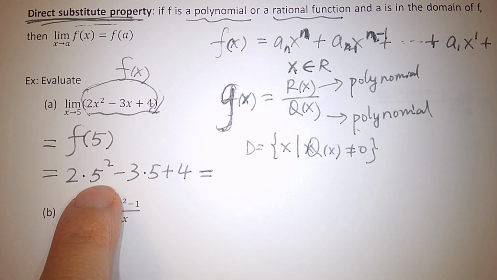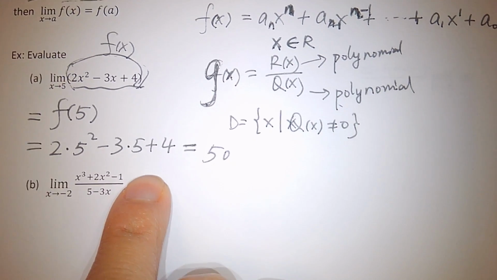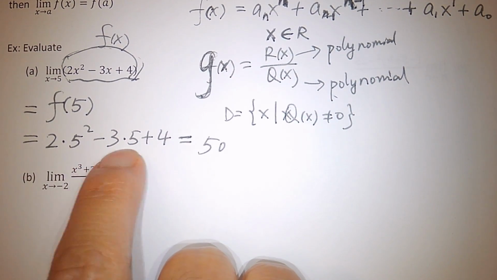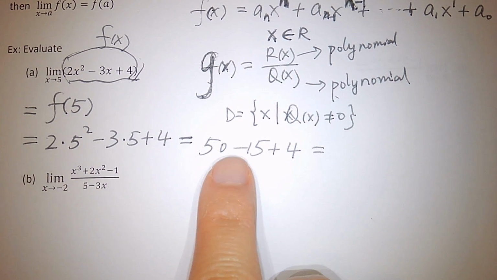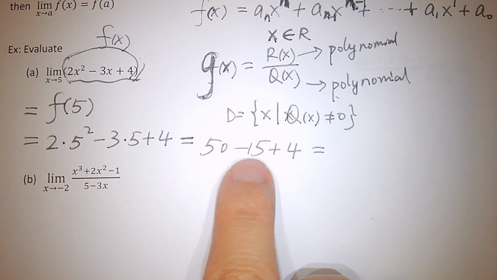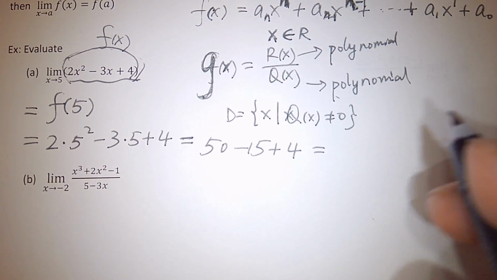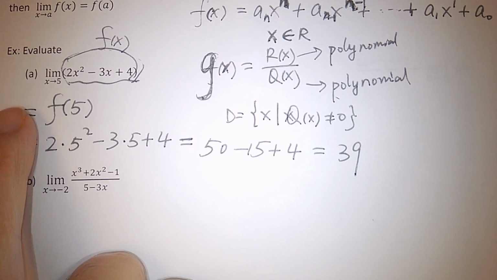2 times 25 is 50. Follow the order of operations. Minus 15 plus 4. Then for only subtraction and addition, do it from left to right, right? 50 minus 15 is 35, plus 4 is 39. So, who got 39? Please raise your hands. Okay, everybody. Alright, good, thanks. So this is question A.